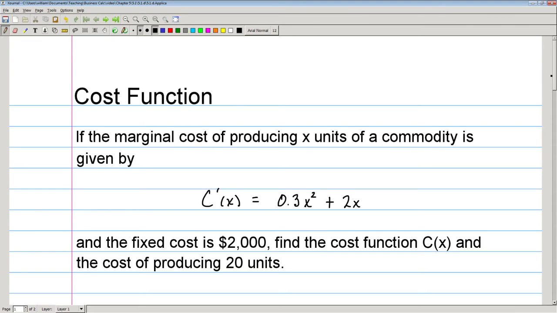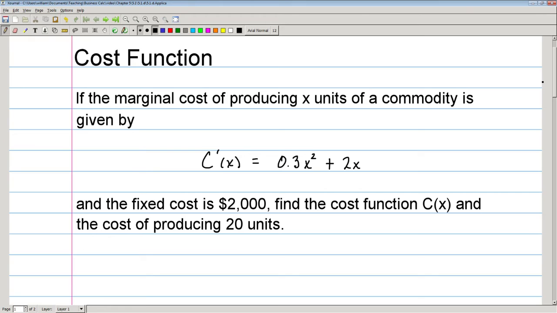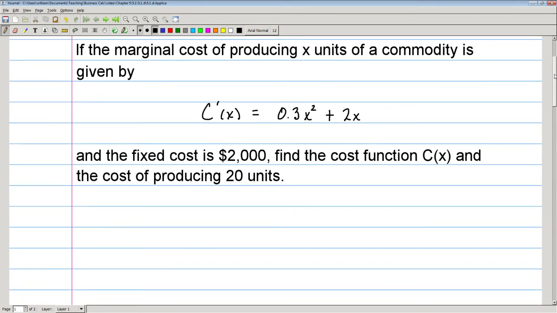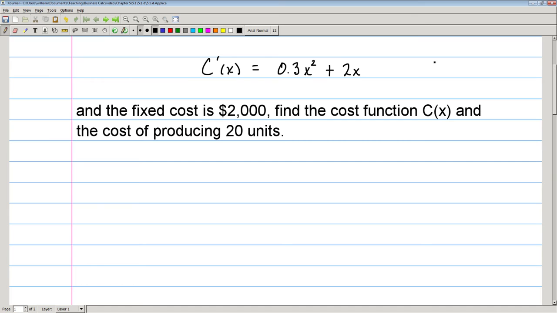The first was the cost function example. If the marginal cost of producing units of a commodity is given by a function, which we'll denote with the derivative, the prime, to indicate that this is the rate of change of the cost function, or marginal cost, and the fixed costs are known, find the cost function and the cost of producing 20 units. Okay, well, if we know the marginal cost, then the cost will be the antiderivative of the marginal cost.